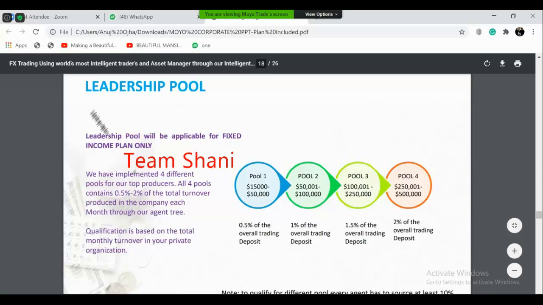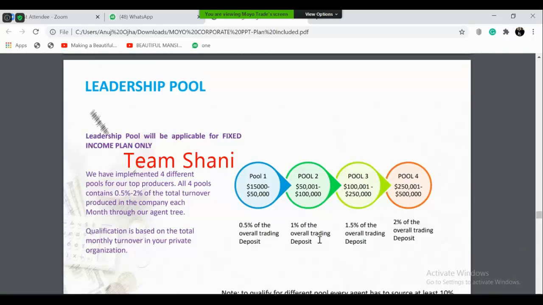In order to qualify for each pool month after month, what you need to do is bring in at least 10% of the total business that is in the pool. So if you want to qualify for pool number 3, and your team has brought in business of $100,000, then every month 10% has to be added to that in order to qualify for the next month. That's how the pool system will work. Go down, Anuj.